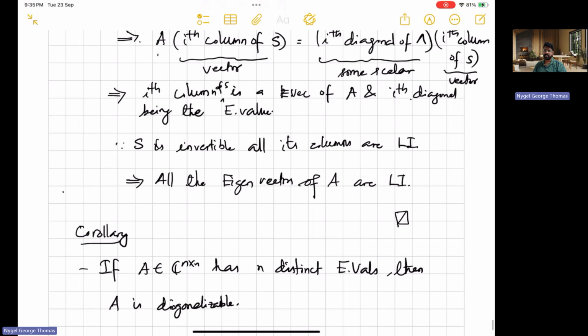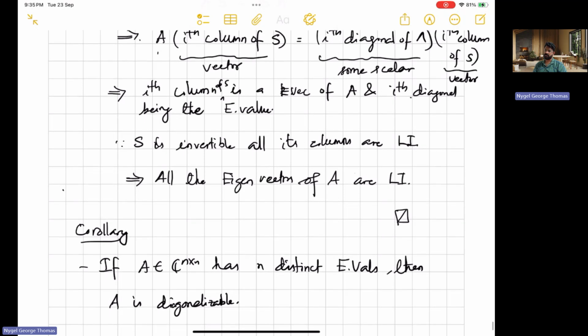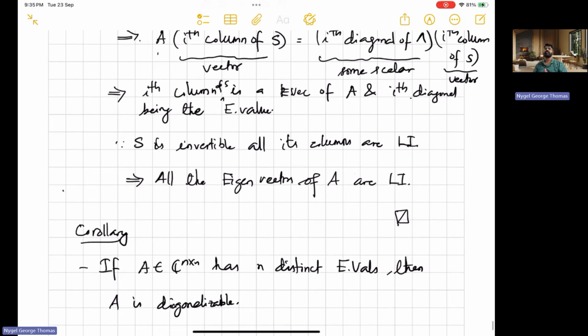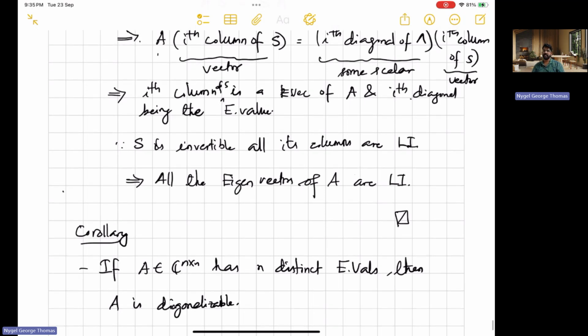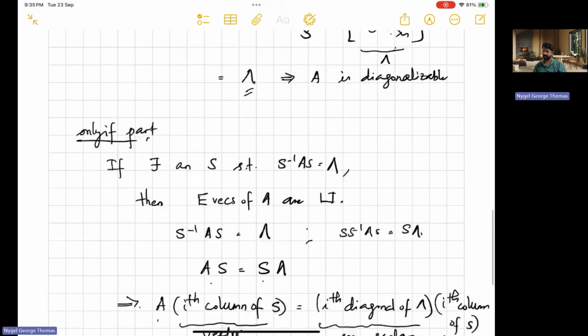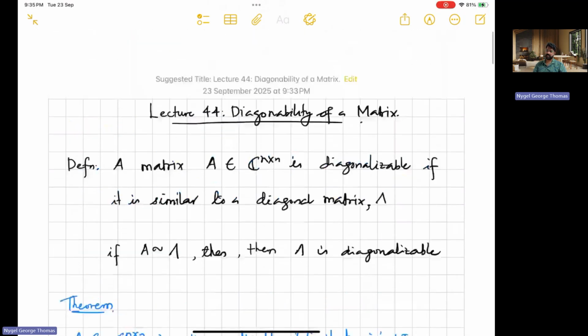Once we prove that, we've already proved that if the n eigenvectors are linearly independent, then it's diagonalizable. So the sketch of the proof is: first prove that there are n distinct eigenvalues, then the n eigenvectors are linearly independent. From there, we can prove that it's diagonalizable. So that is a corollary. Okay, let's end this discussion.